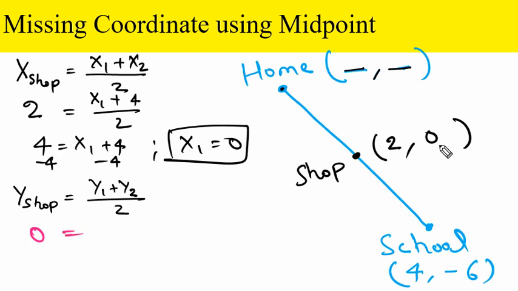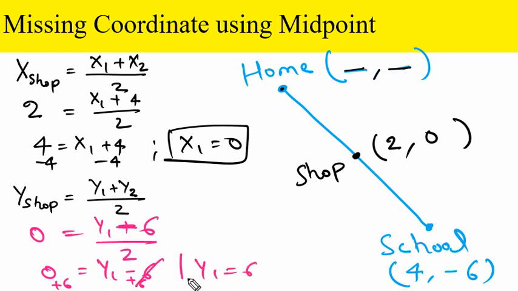Now the y coordinate for the shop is 0. y1 we don't know. y2 is negative 6. So that will be y1 plus negative 6 over 2. 2 multiplied by 0 is 0, equal to y1 minus 6, plus 6 on both sides. y1 is equal to 6. That's your answer. So these are your coordinates: the x coordinate is 0, the y coordinate is 6. That's it for this video.